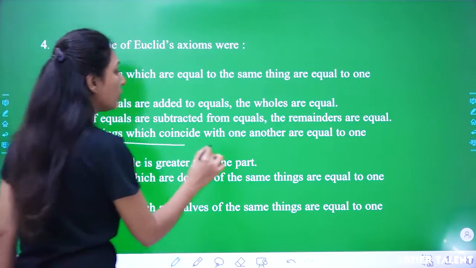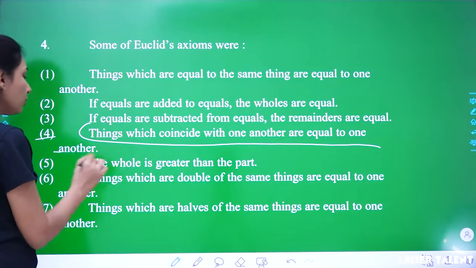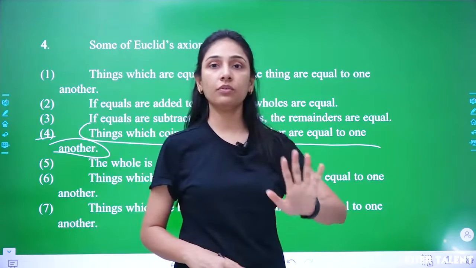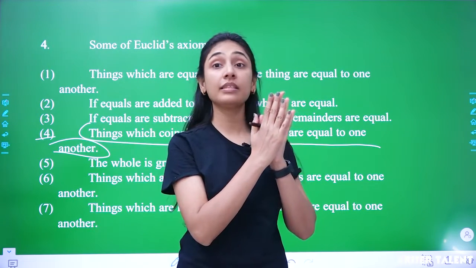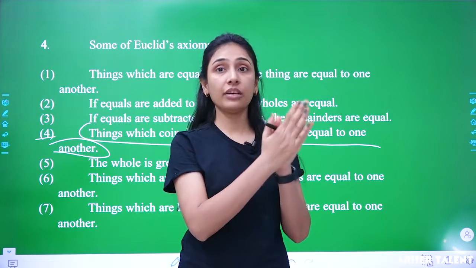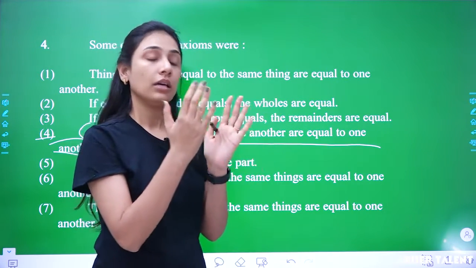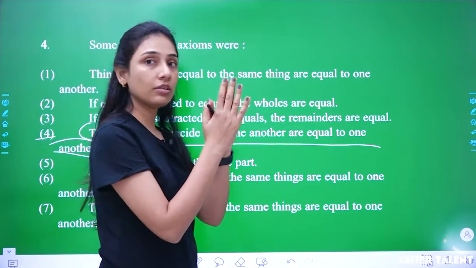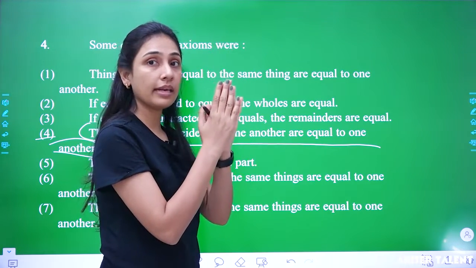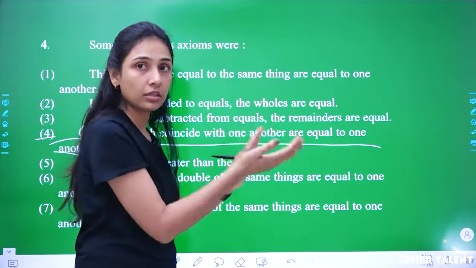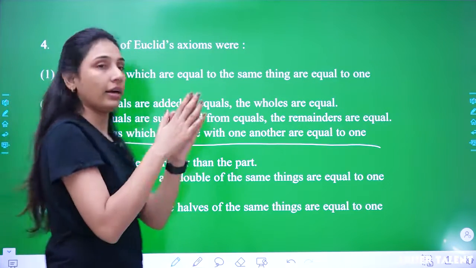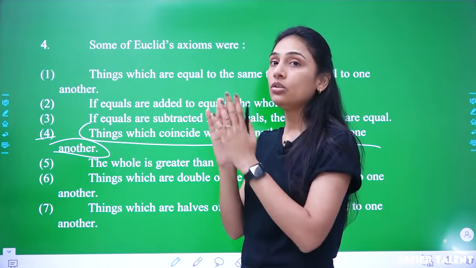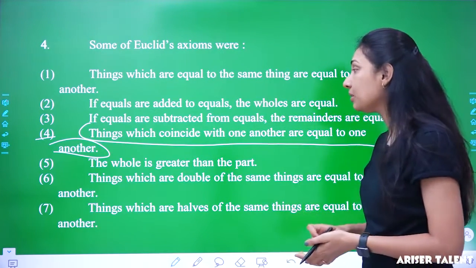Next was, things which coincide with one another are equal to one another. I have told you, if this is one palm of mine and I am overlapping it with the second, and each and every part of the first hand is coinciding with the second, then you cannot see this hand from this side, and that goes for the other side too. I can just turn it like that, and you cannot see this hand from there. So that means they are coinciding. If they are coinciding, what does that mean?